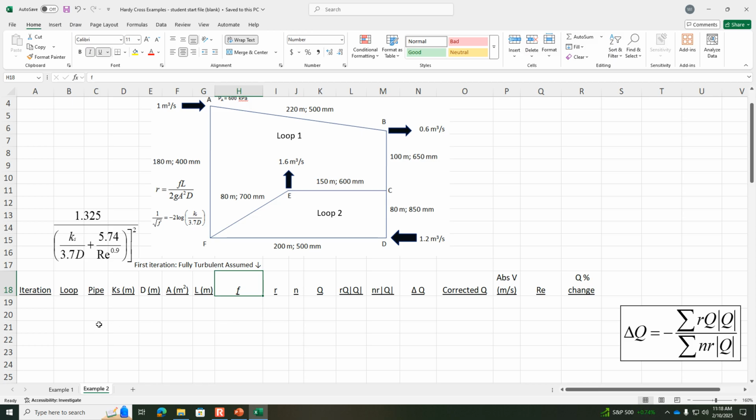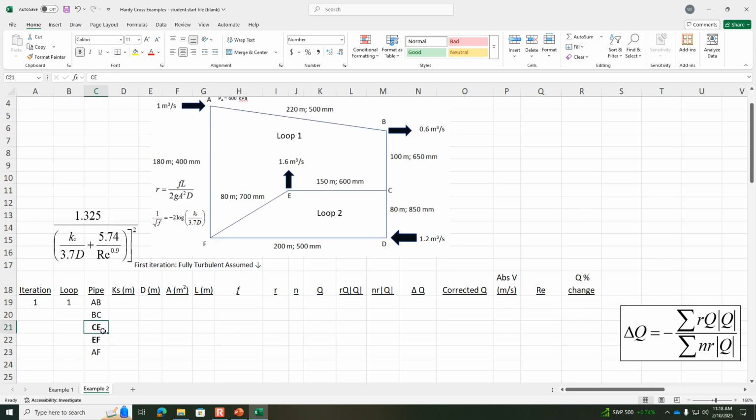Okay, so let's go through this together. We're starting off with iteration 1, and you can see I've labeled loop 1 as the upper loop, and loop 2 as the lower loop. So let's start with loop 1. Which pipes are in loop 1? There's AB, BC, CE, EF, and AF.